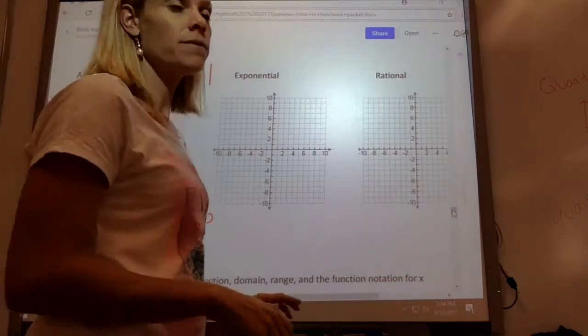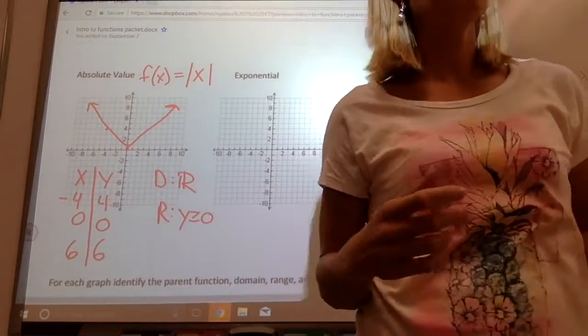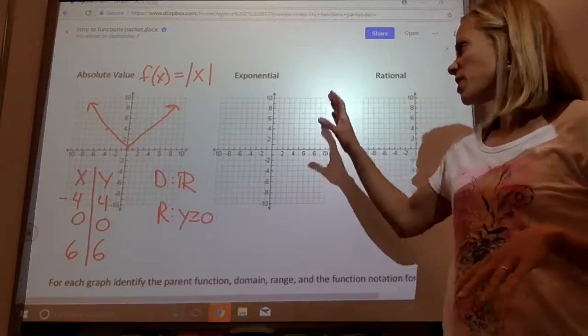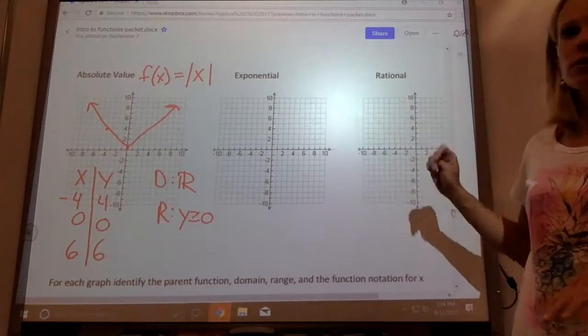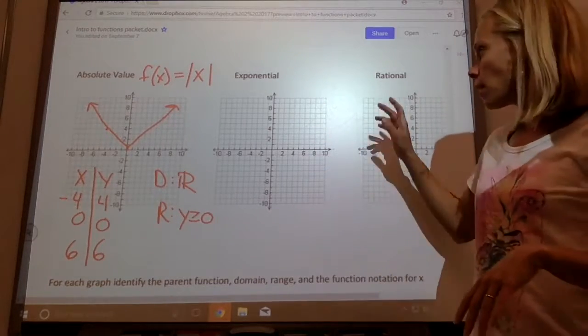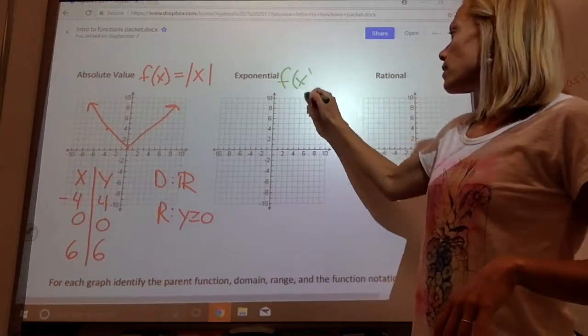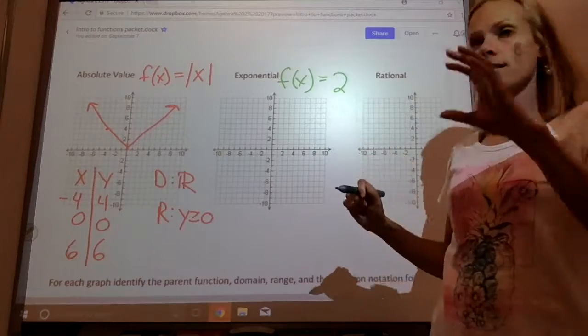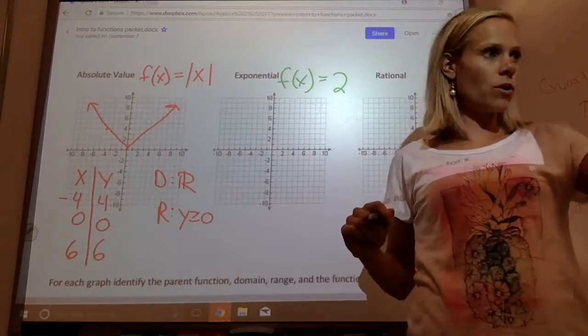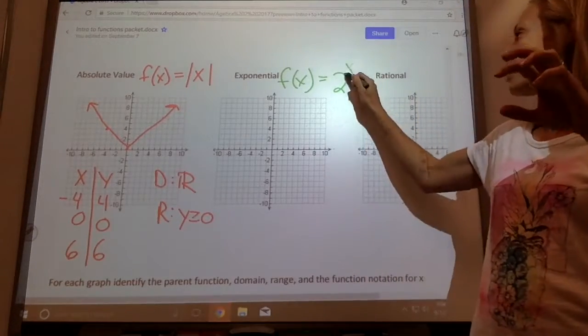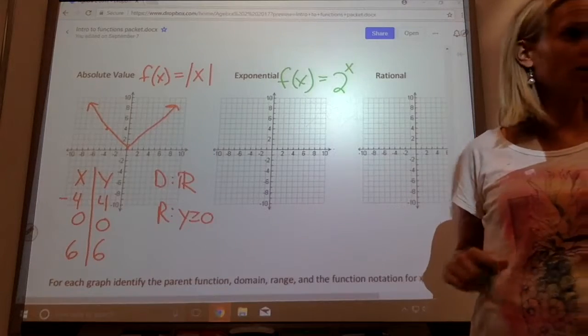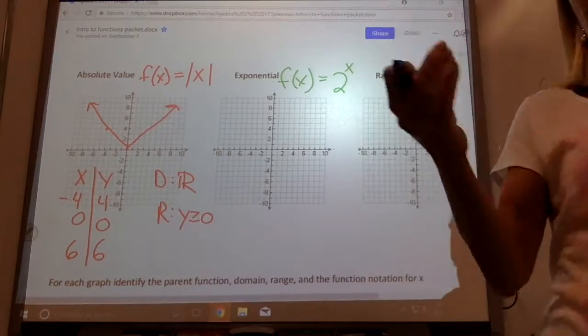The next two are kind of fun. These are graphs you've never seen before. We'll do these second semester. Exponential and rational functions. Exponential looks something like this. Instead of x being your variable or a coefficient, it's now going to be a power. Okay, this is the first time you've ever seen x as a power.